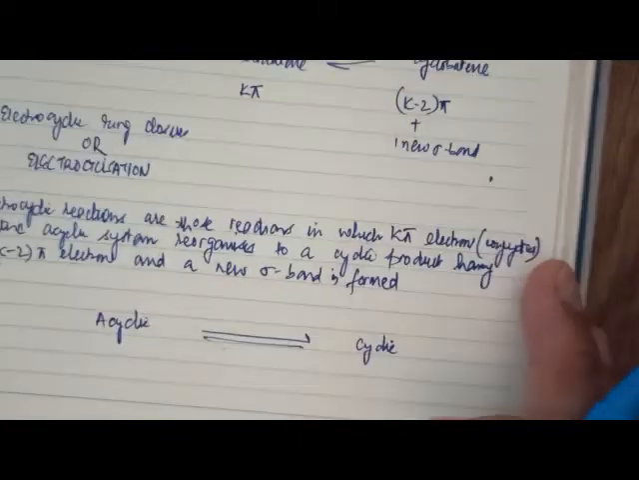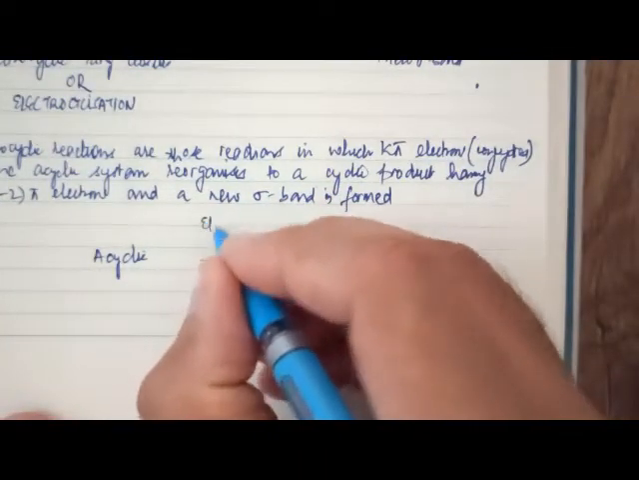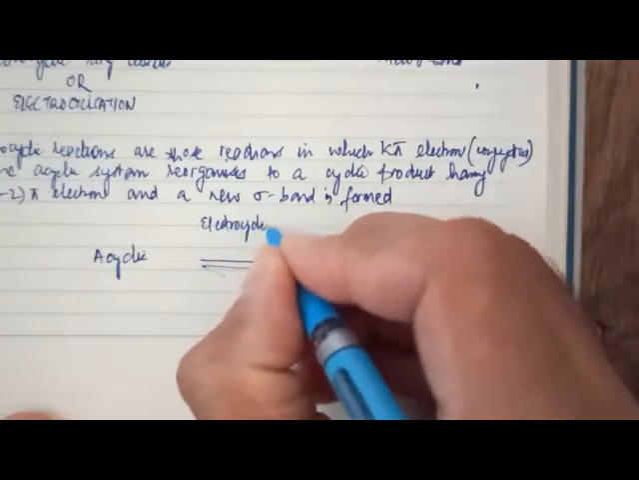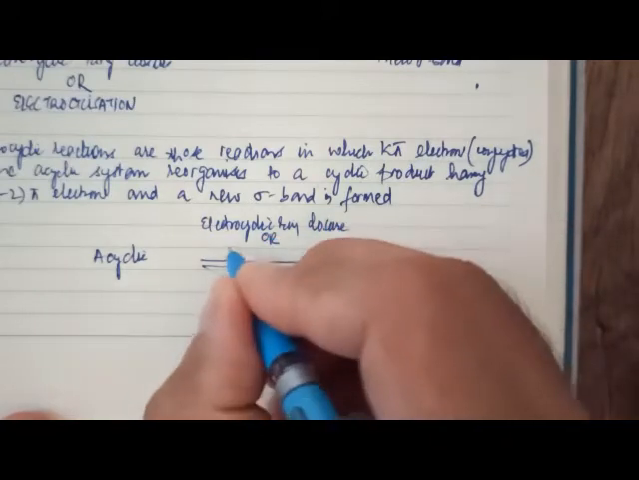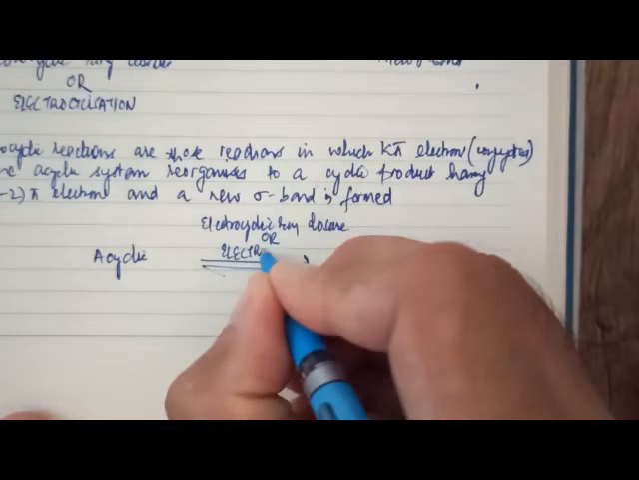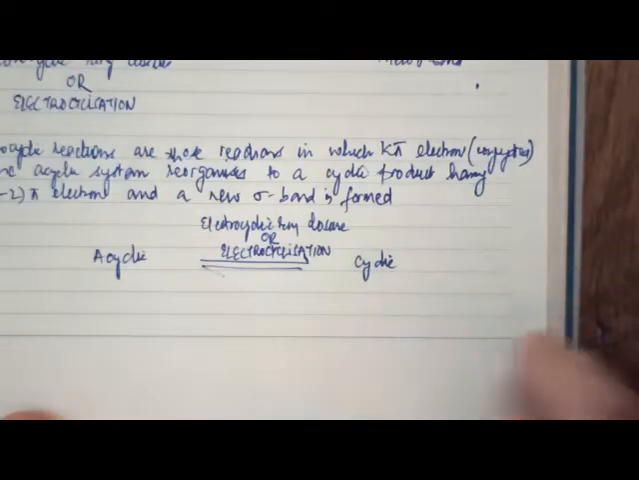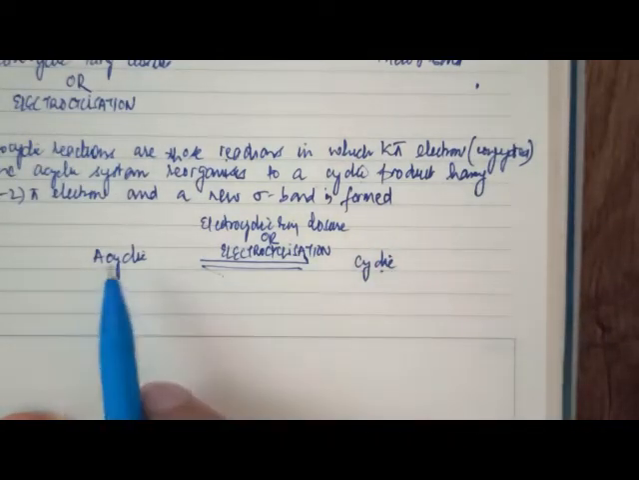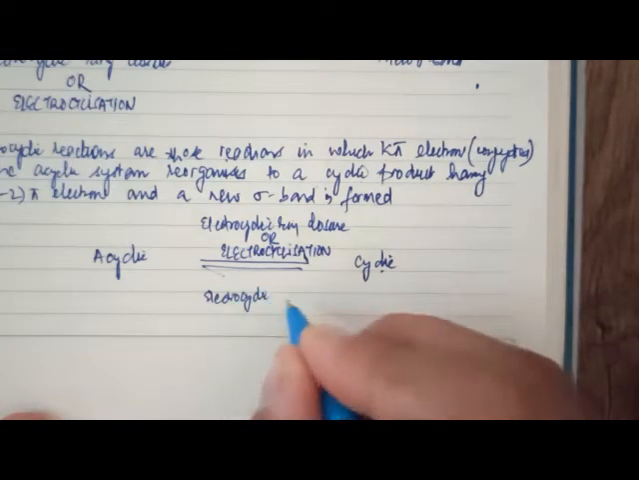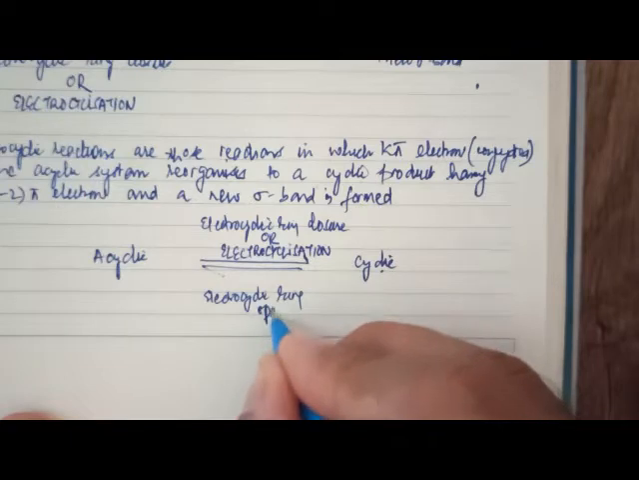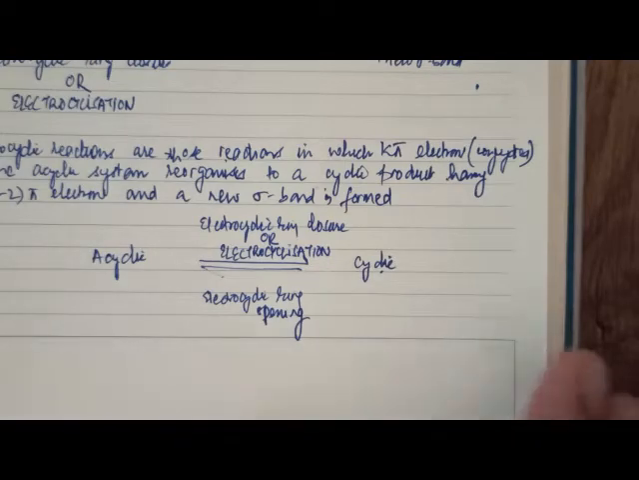the forward reaction, that is from acyclic to cyclic, we should call it electrocyclic ring closure, or simply electrocyclization. And the back reaction, that is from the cyclic product to the acyclic product, should be called electrocyclic ring opening. Right? So this is what electrocyclic reactions are.